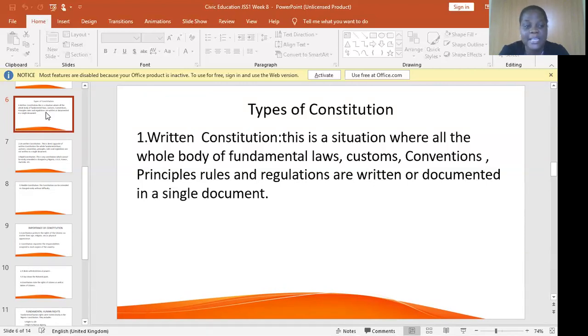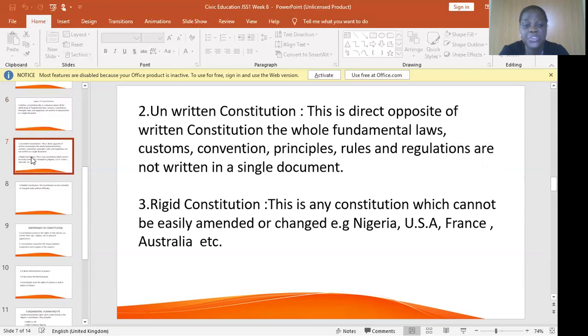Good. Let's move to another type of constitution, which is unwritten constitution. This is the opposite of the first type, which is written constitution. This one is unwritten. That means all these laws, rules and regulations, the conventions, the customs, the principles, are not written down in a single document. It's as simple as that.